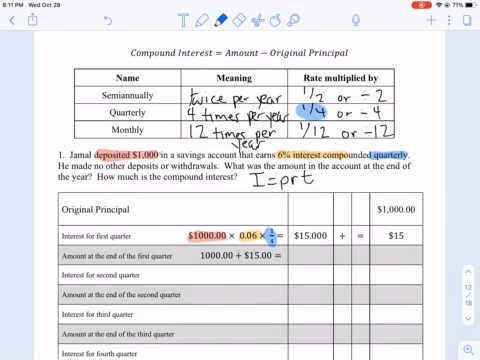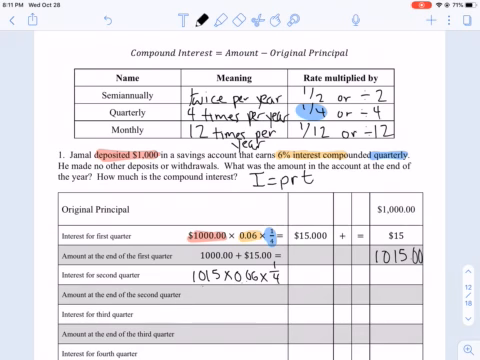Now what's different between simple interest and compound interest is that in compound interest, our money basically keeps building. It's sort of like a snowball. So I made $15, so now my new principal is $1,015. And now when I find my new interest, I use the same simple interest formula, principal times rate times time, but now instead of my principal being 1,000, it's 1,015. And I do the same thing again.